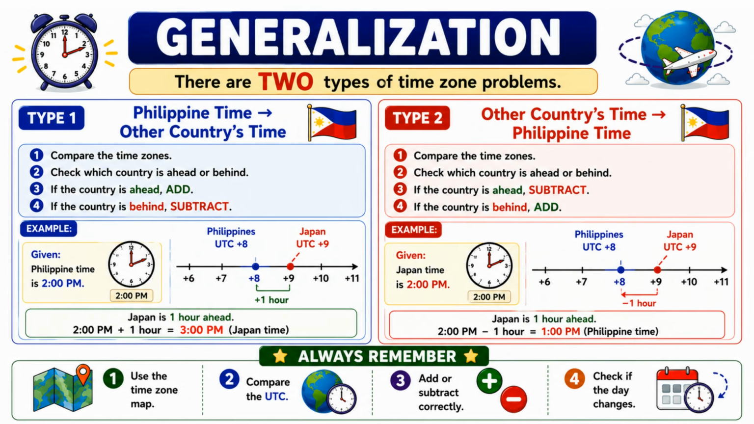Always remember, whenever you solve a time zone problem, follow these 4 easy steps. Step 1, use the world time zone map. Step 2, compare the UTC time zones. Step 3, add or subtract the correct number of hours. Step 4, check if the date changes to the previous day or the next day. If you remember these 4 steps, you'll be able to solve any world time zone problem with confidence.